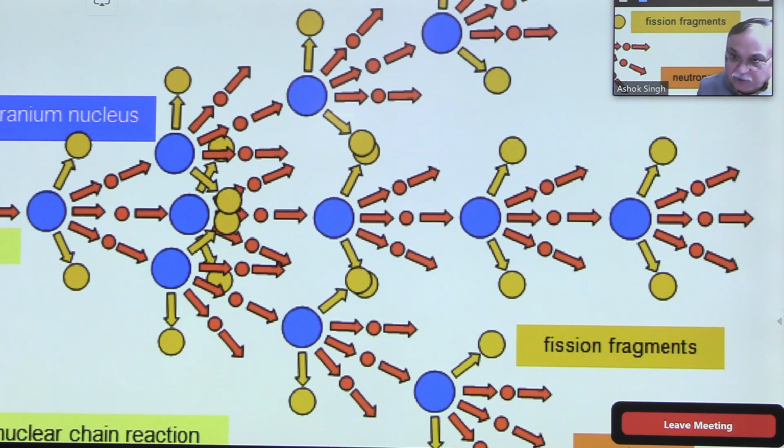This slowing down process is done by using a substance called a moderator. So the moderator here is slowing down the neutrons that are released so that they can continue to participate in the chain reaction. The chain reaction will continue.